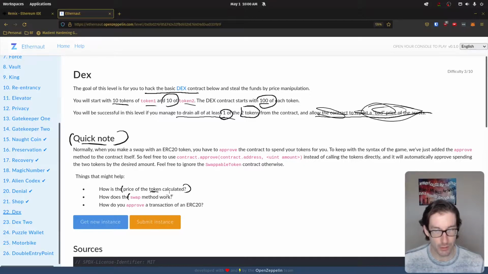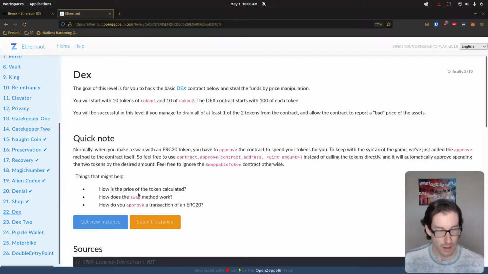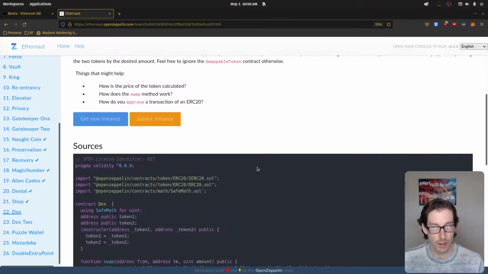They're going to talk about the swap method, which is the function we're going to specifically manipulate and exploit, which correlates directly to this. And the approved transaction. So this is where we ran into issues. We're unable to do this for some reason. Don't know why. All right, so that is the challenge.